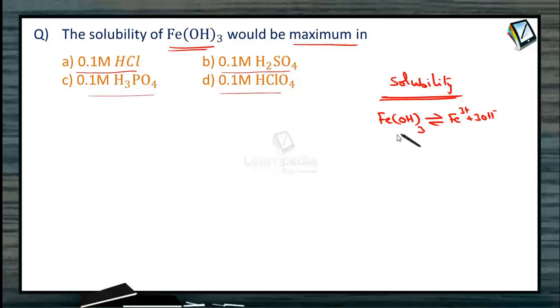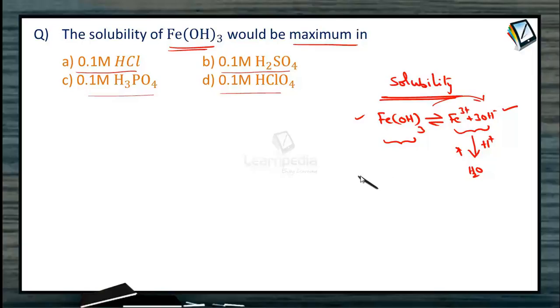So here there is an equilibrium between undissolved ferric hydroxide and dissolved or ionized ferric hydroxide, an equilibrium between dissolved solute and undissolved solute. The solubility of ferric hydroxide increases if the equilibrium shifts to the right hand side. And to make the equilibrium shift to the right hand side, one of the substances from the product side should be removed. Since we are taking the solubility of ferric hydroxide in an acid, H+ combines with the OH-, forming unionized water, and thereby the equilibrium shifts to the right hand side and solubility increases. Thus, solubility of ferric hydroxide is more in acids than in water.